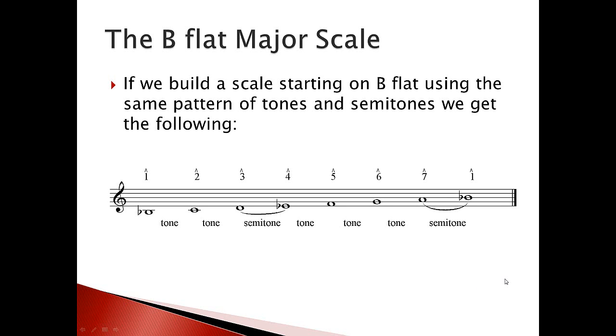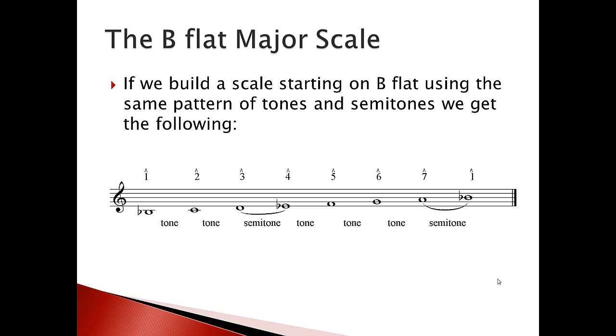If we build a scale starting on B flat using this same pattern, we get this. B flat, C, C to D is a whole tone or a whole step, D to E. Now D to E, we can't go D to E because we need a semitone here or a half step, so we've got to go to E flat. And it's got to be the next letter name after D. You can't go D, D sharp, because in a major scale, you don't say the same letter name twice. So D, E something, E flat.